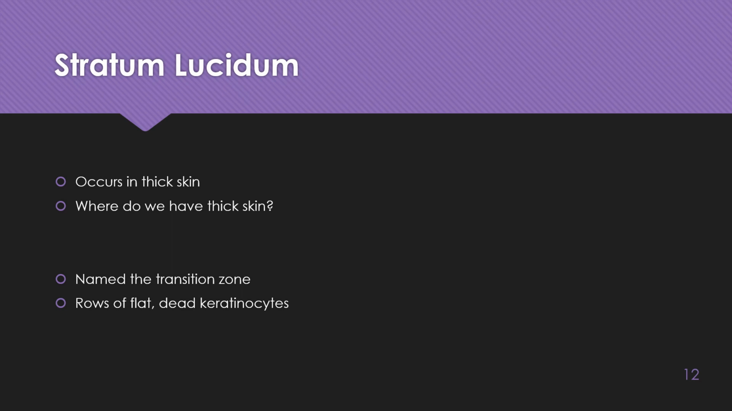This layer is named as the transition zone. We've got rows of flat, dead keratinocytes. So again, like we said, the granulosum was the last living layer of cells. And so this is kind of like our first layer or first several layers of these dead cells or these dead keratinocytes.